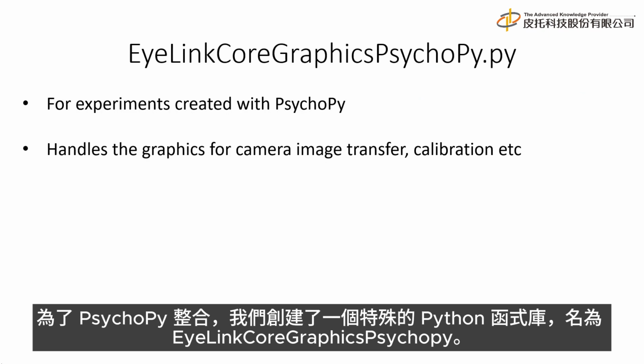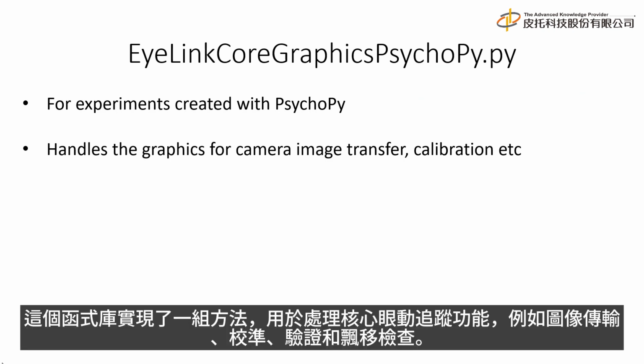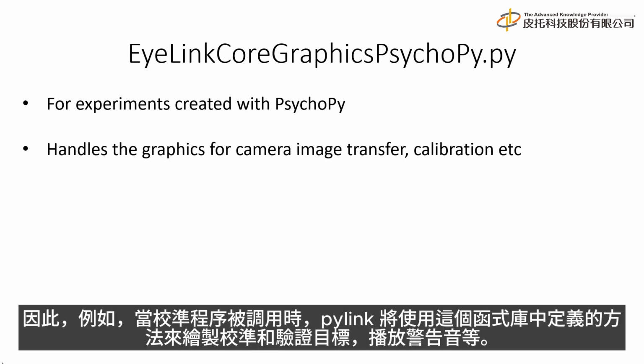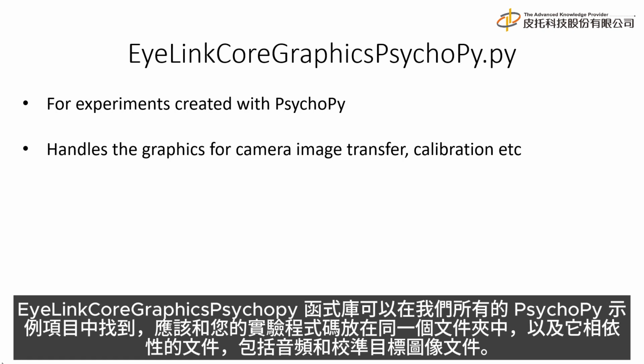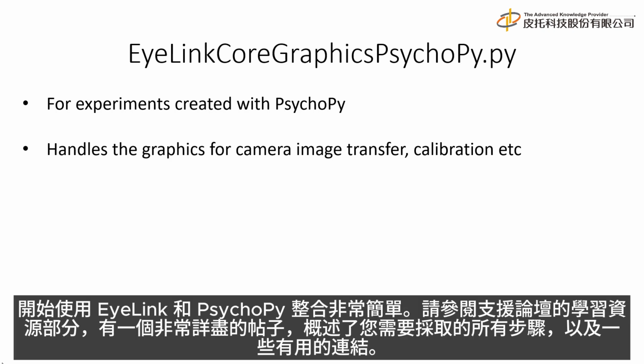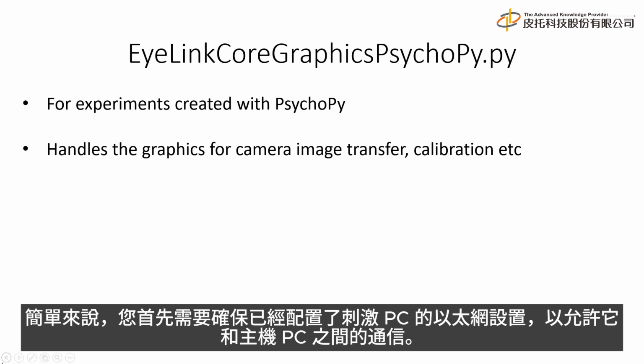For PsychoPy integration, we have created a special Python library called EyeLink Core Graphics PsychoPy. This library implements a set of methods that will be used to handle the graphics for core eye tracker functionality, such as image transfer, calibration, validation, and drift checks. So for example, when the calibration routine is invoked, PyLink will use the methods defined in this library to draw the calibration and validation targets, play the warning beeps, etc.